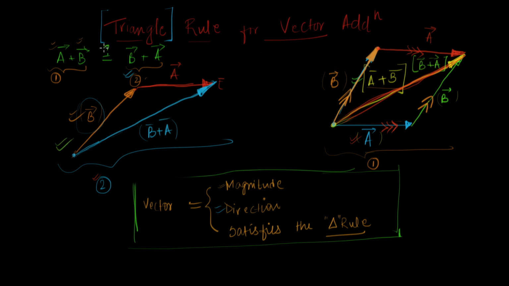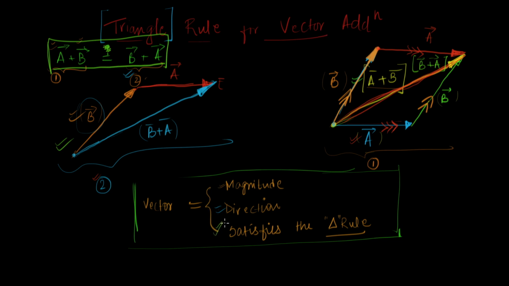Therefore, this question mark indeed vanishes, and we have the following rule. A plus B is exactly equal to B plus A, because they represent the same diagonal of the parallelogram. So that was, in its entirety, the triangle rule, which also morphs into the parallelogram rule, and that is the rule of vector addition.